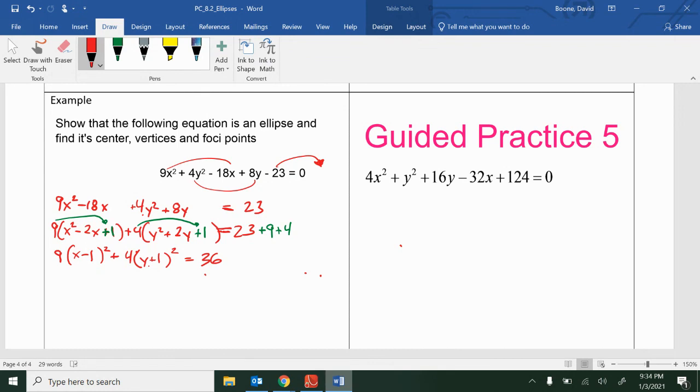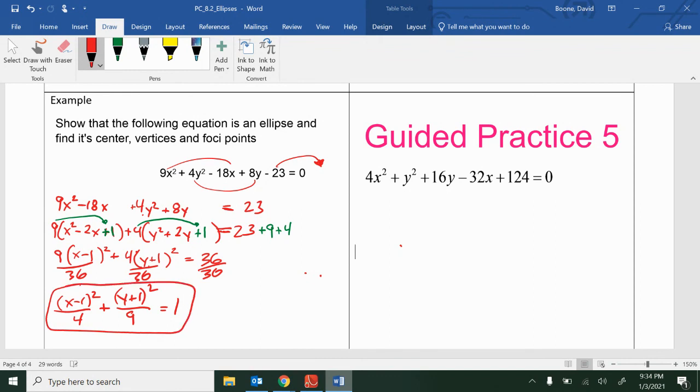So again, in solving these problems, we can't have it equal to a number other than 1, so I'm going to divide everything by 36. 9 over 36 reduces to, we've got the (x minus 1) squared all over 4. 4 over 36 reduces to 9. That equals 1. So there's our equation.